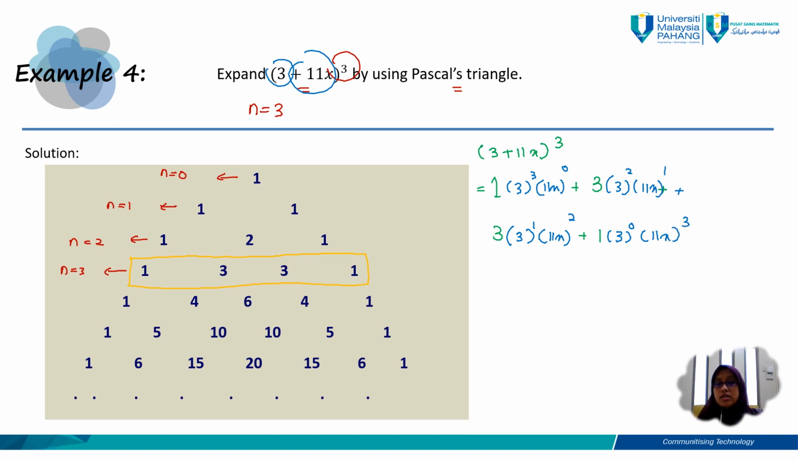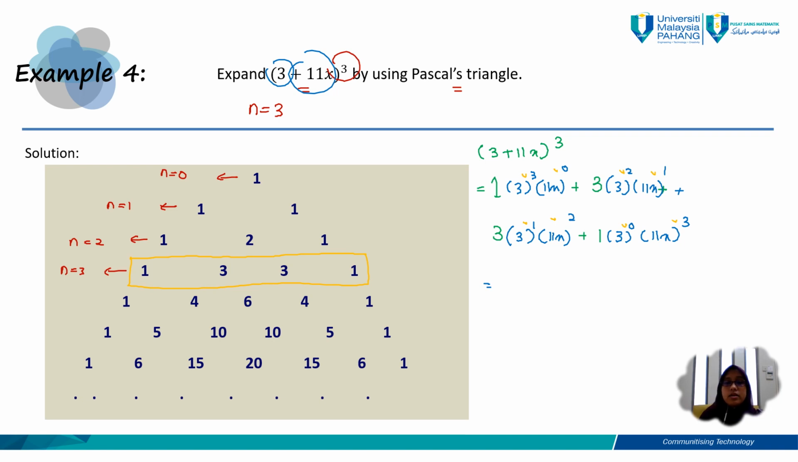Actually, we can see here that the powers must always add up to 3. 3 plus 0 is 3, 2 plus 1 is 3, 1 plus 2 is equal to 3, and 0 plus 3 is equal to 3. Also, we must know the powers of the first term go 3, 2, 1, 0, and for the second term they go 0, 1, 2, 3. Then you just need to expand.